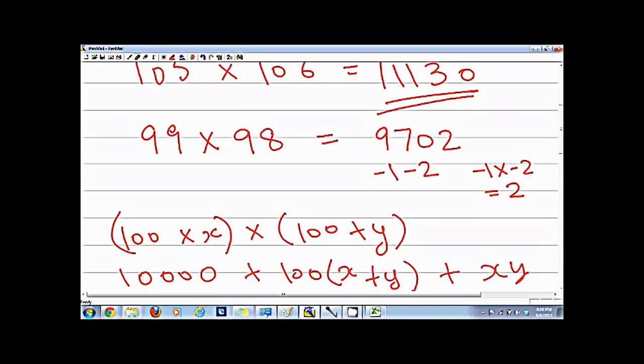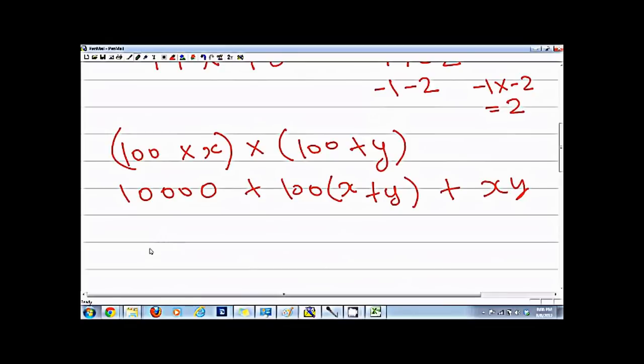If you look closely at this equation, my trick was very similar to it. I was adding two numbers together and then I was multiplying two numbers together. However, when I add the numbers together, I add them on the hundreds place, and when I multiply them together, I add them on the ones place.